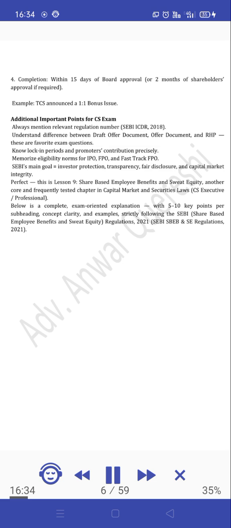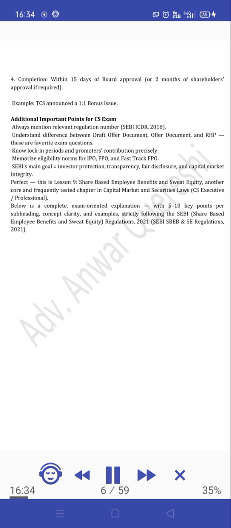Additional important points for the CS exam. Always mention the relevant regulation number, SEBI ICDR, 2018. Understand the difference between draft offer document and RHP. These are favorite exam questions. Know lock-in periods and promoters' contribution precisely. Memorize eligibility norms for IPO, FPO, and fast track FPO. SEBI's main goal equals investor protection, transparency, fair disclosure, and capital market integrity.